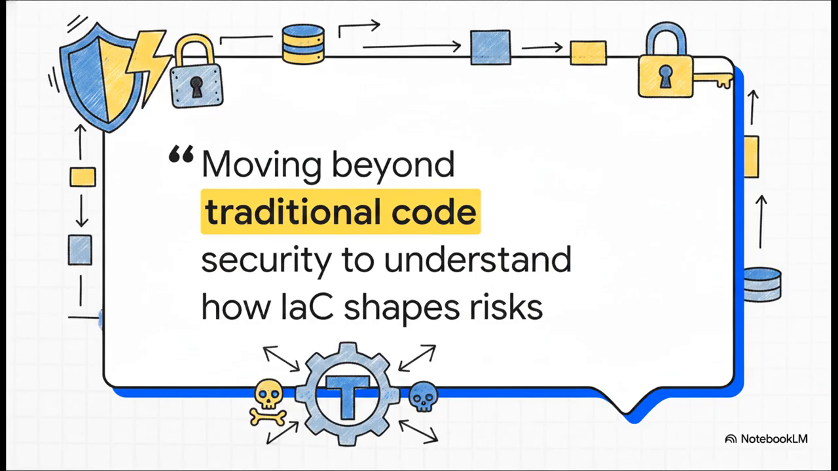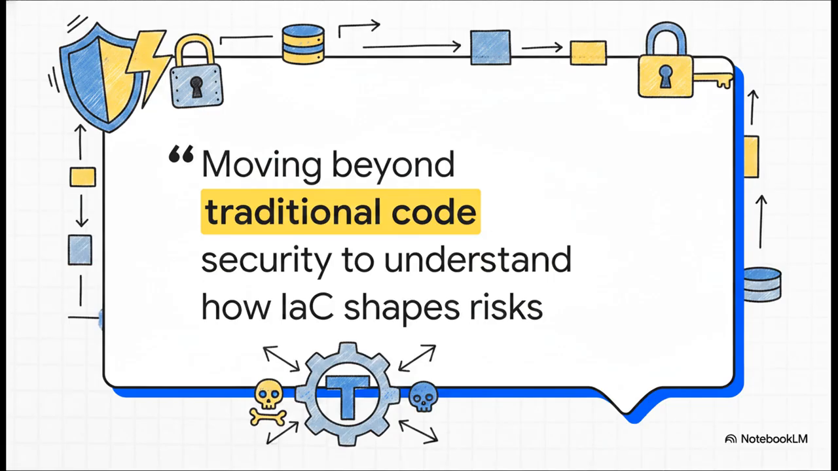As we've seen in this explainer, just writing functional code? That's not enough anymore. The researchers hit the nail on the head. Securing this kind of automation means moving way beyond traditional code security. You have to adopt an architectural mindset. You have to assume your IaC tools are prime targets, and you have to understand how these ecosystems inherently shape your security risks.